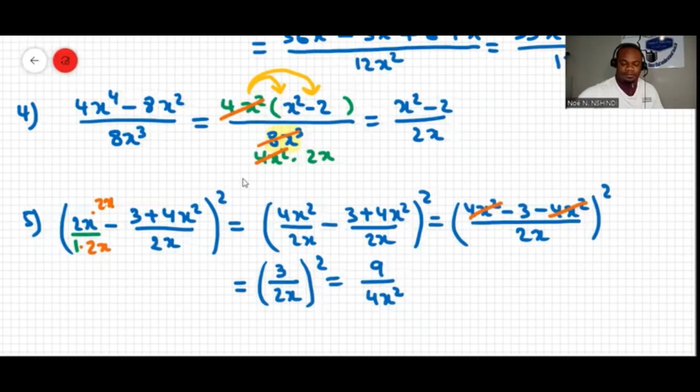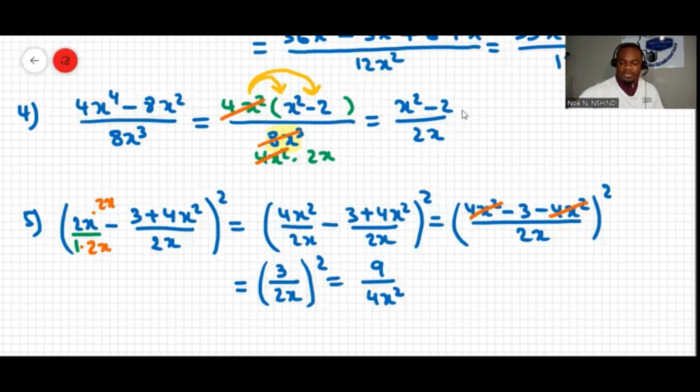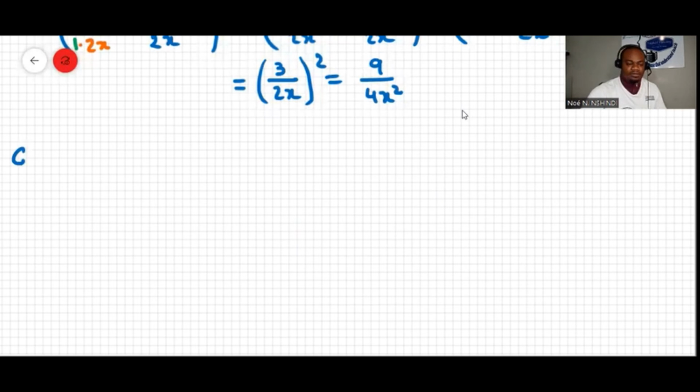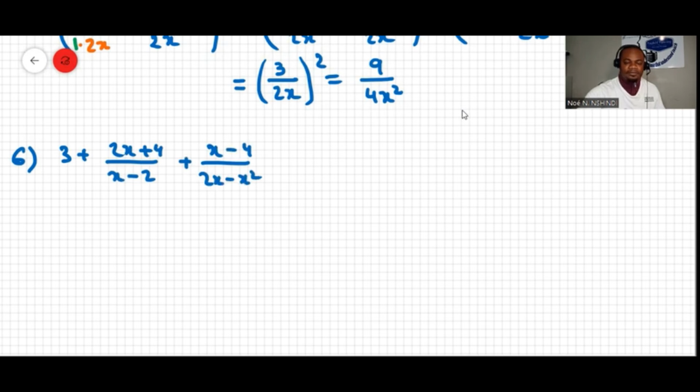Now we can do question 6. Question 6, just move it like that. The question was 3 plus (2x plus 4) over (x minus 2) plus (x minus 4) over (2x minus x squared).